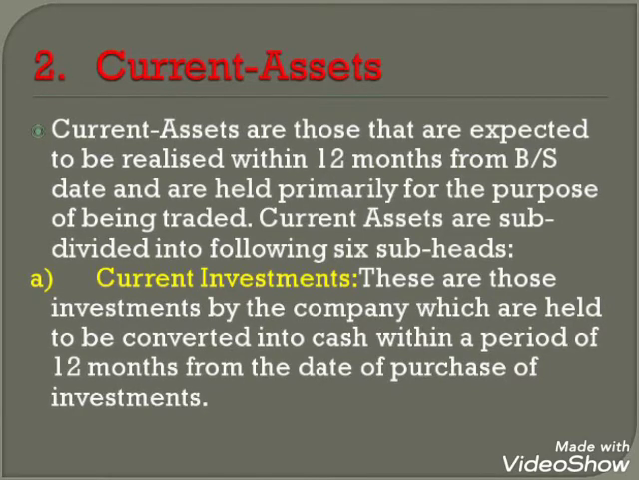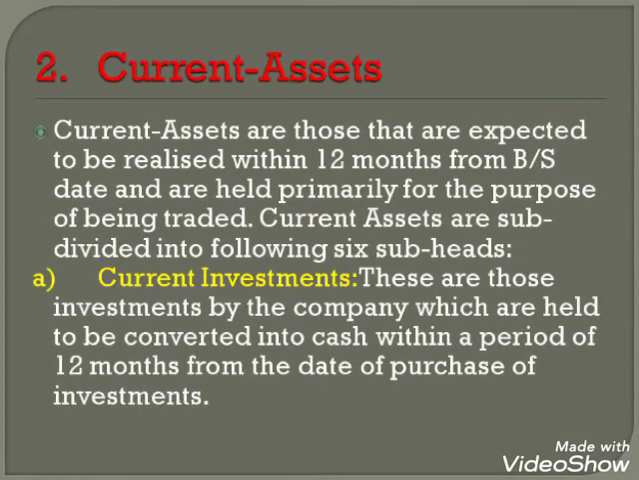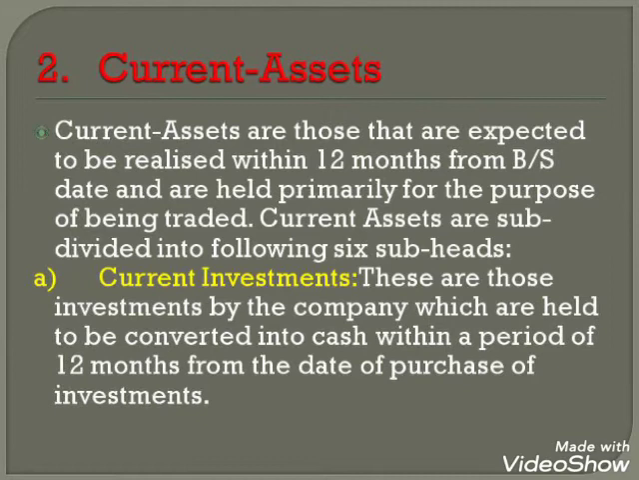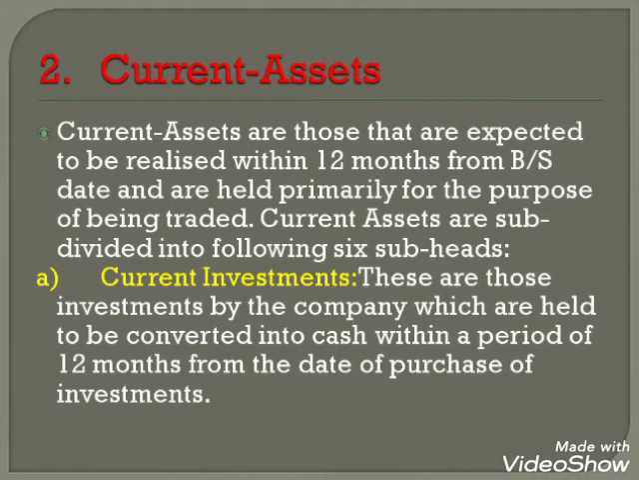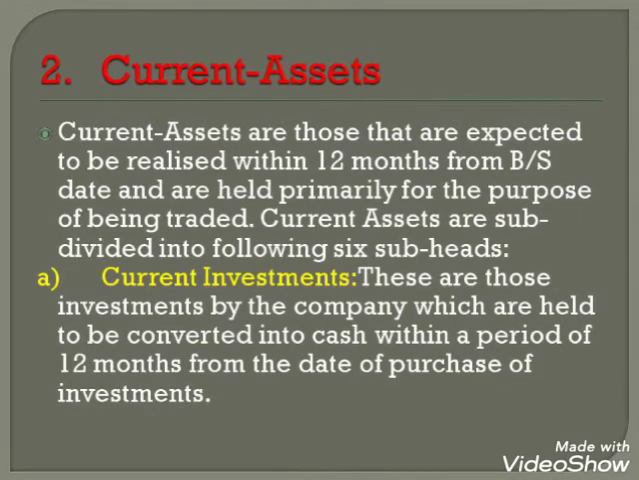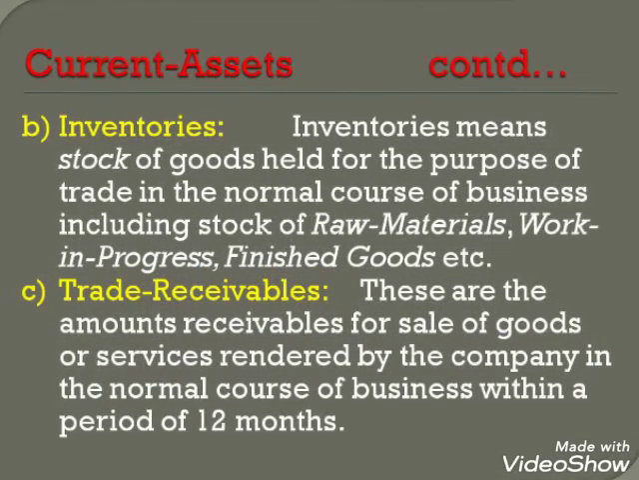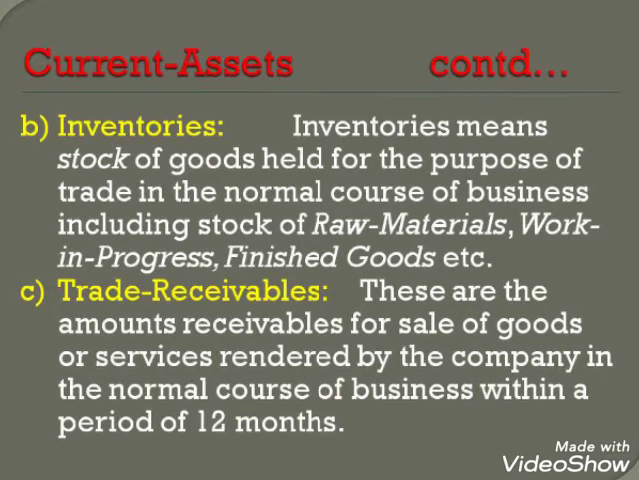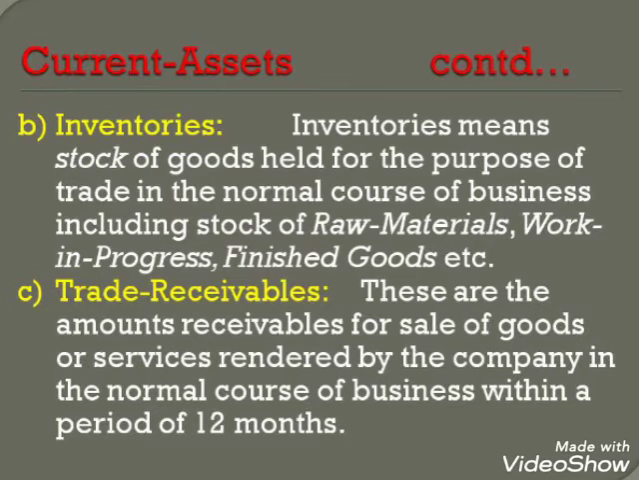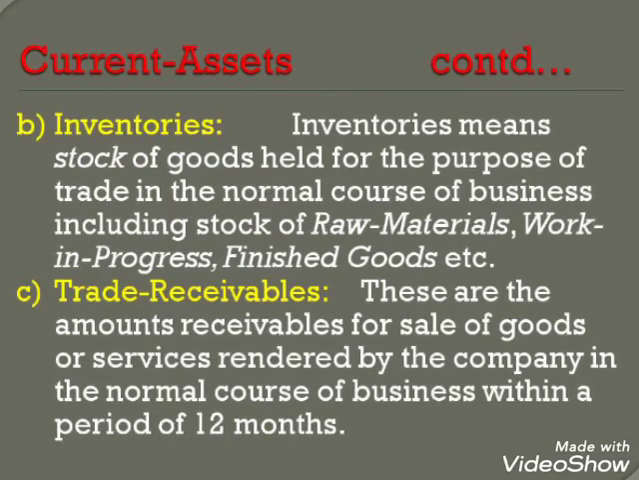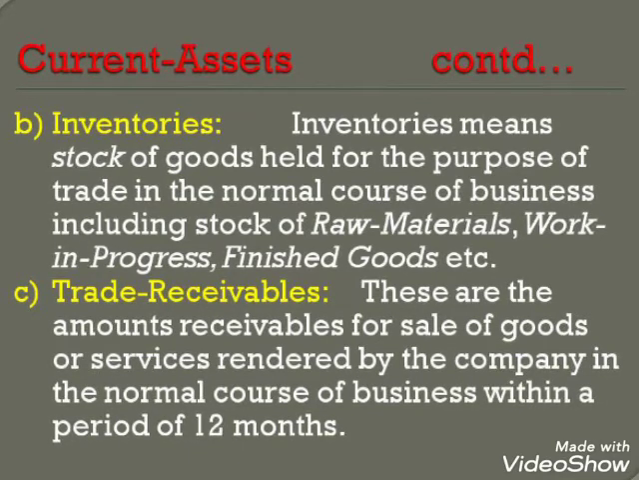Current assets are subdivided into 6 subheads. Number 1, current investments. These are those investments by the company which are held to be converted into cash within a period of 12 months from the date of purchase of these investments. Second is inventories. Inventories means stock of goods held for the purpose of trade in the normal course of business, including stock of raw materials, work in progress, finished goods, etc.